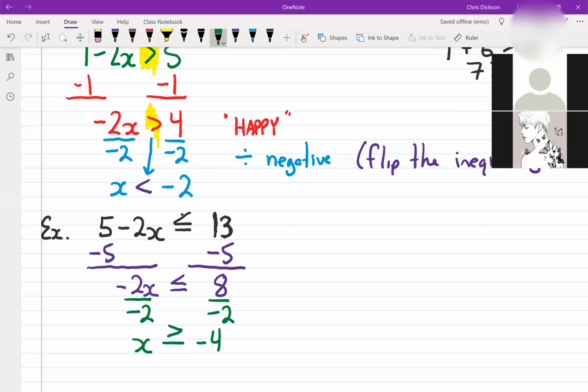And what I would get you to do is just check. It's really easy to check these questions as long as the numbers are relatively small. So I'm going to pick any number that's bigger than negative 4 and see if it works. I always like to pick 0 if I can, because that usually makes the math easier, because I know 0 times numbers is always 0. So if I plug that in, 5 minus 2 times 0 is supposed to be less than or equal to 13.